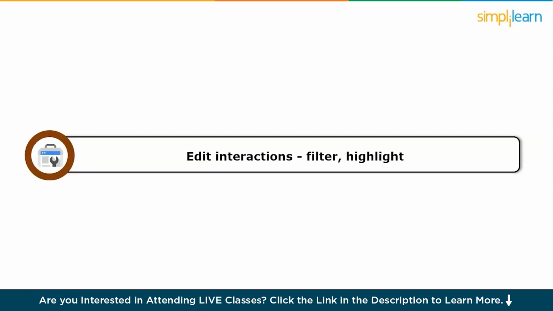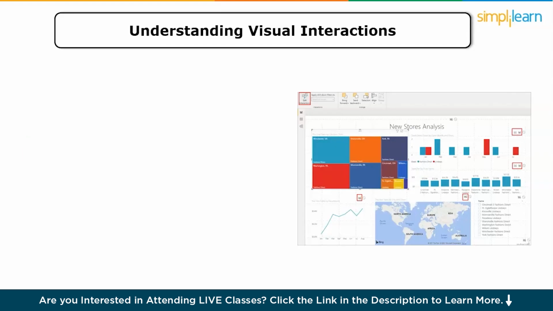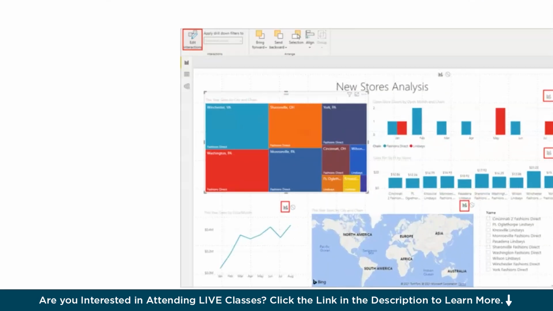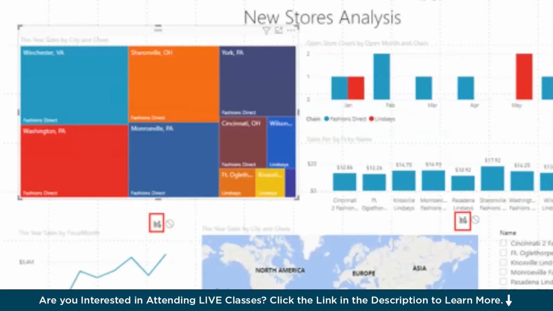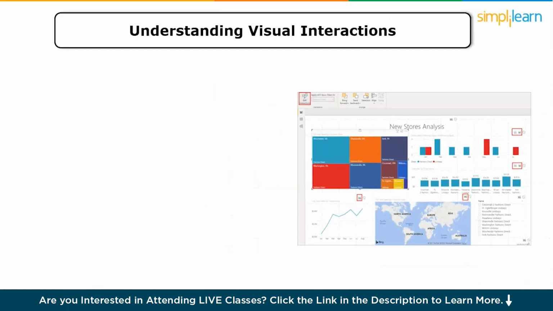First, let's explore edit interactions with filter and highlight. Once we have a dashboard like this, we would like one chart to act as a filter or highlight, or simply not interact with it. As you can see on the right hand upper corner, right here, there is an edit interaction button. You can set the interaction for individual charts and how it interacts with other charts here. Also observe, on top of each chart, there are types of interactions: either filter, highlight, or do not interact.